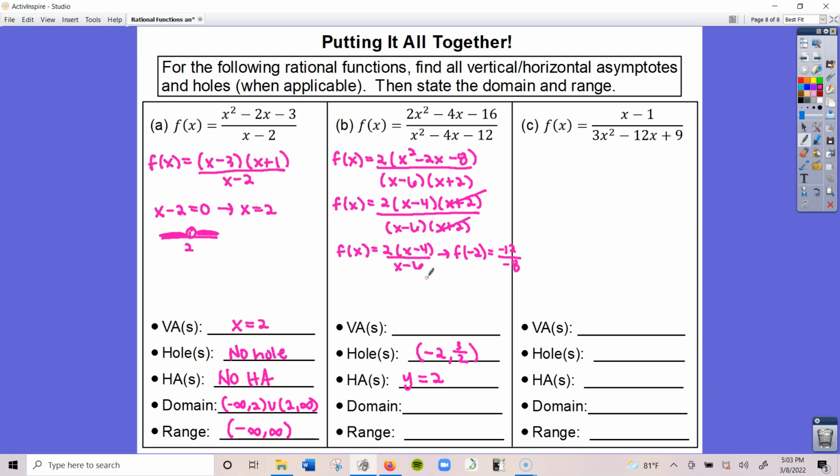Now my vertical asymptote can be found by setting the denominator equal to 0. If x minus 6 is equal to 0, that means I have a vertical asymptote at x equals 6.